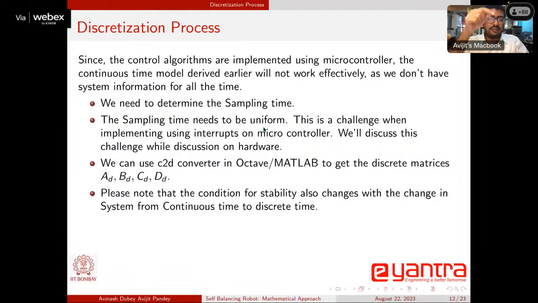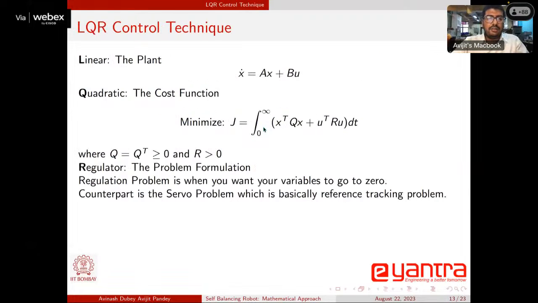Now, for the discrete version of the ABCD matrices, for a stable system, the eigenvalues should lie within the unit circle of the Z plane, right? Okay. So now we are going to implement the LQR controller. As we can clearly see, in order to implement an LQR controller, we need to have a state space representation of the system.